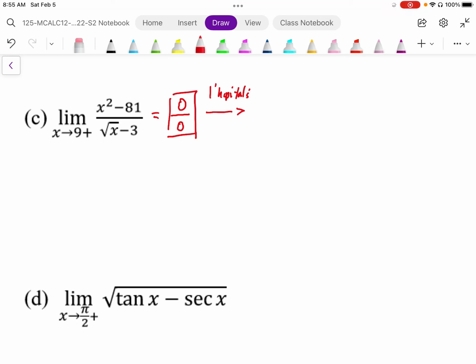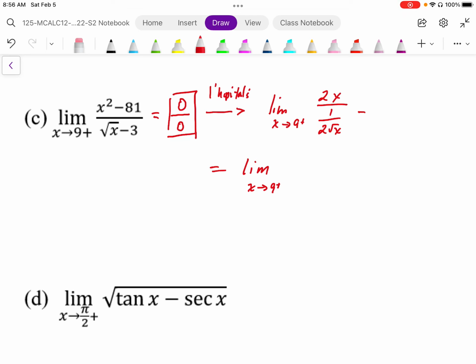And we end up with the limit as x approaches 9 from the positive side of 2x in the numerator. In the denominator, we end up with 1 over 2 root x. Okay, we're going to simplify that expression. So we end up with limit as x approaches 9.